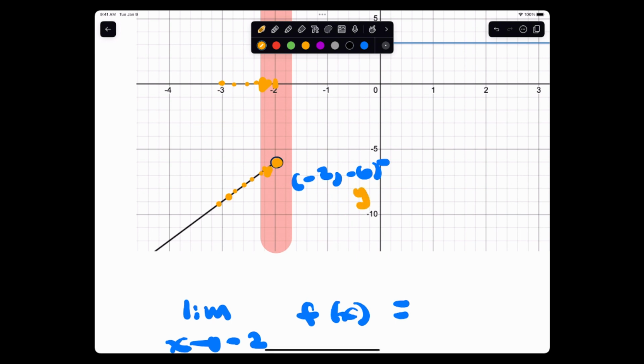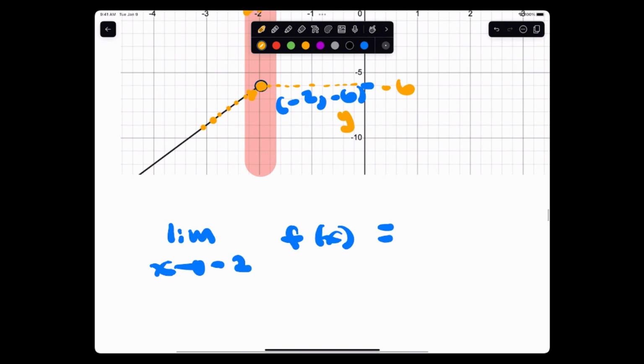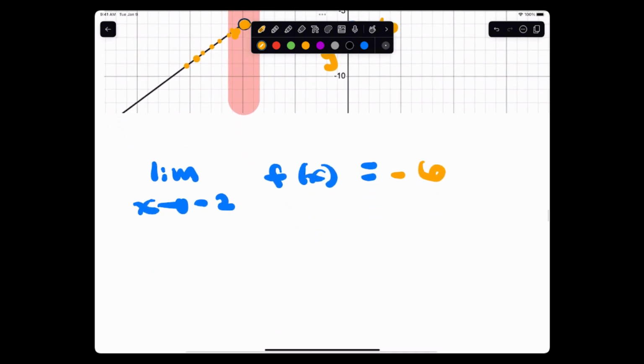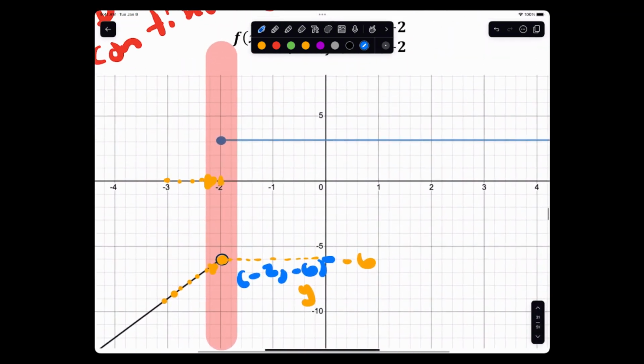What's the value? Yeah, you're approaching this number over here. What is it? It's way over here. This is what it is. It's negative what? So the left-handed limit is what? Negative 6. What's the right-handed limit? This is from the left. Limit, x goes to negative 2 from the right. Now approach it from the what? From the other side.